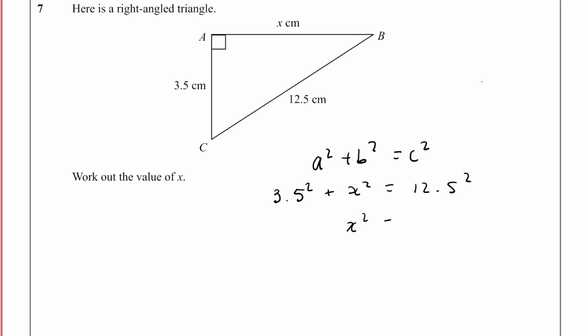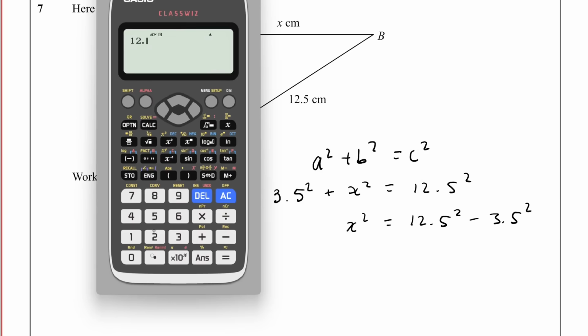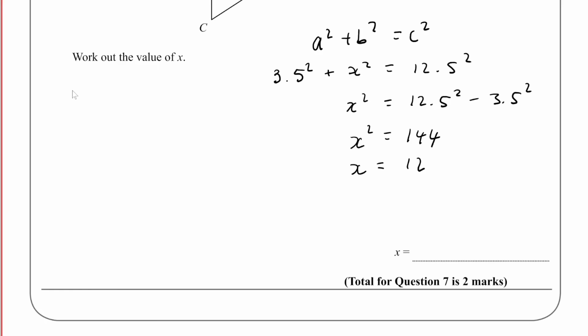Take away 3.5 squared from both sides. Type it into the calculator. So 12.5 squared take away 3.5 squared is 144. So x squared is 144. So x is the square root of 144, which is 12.